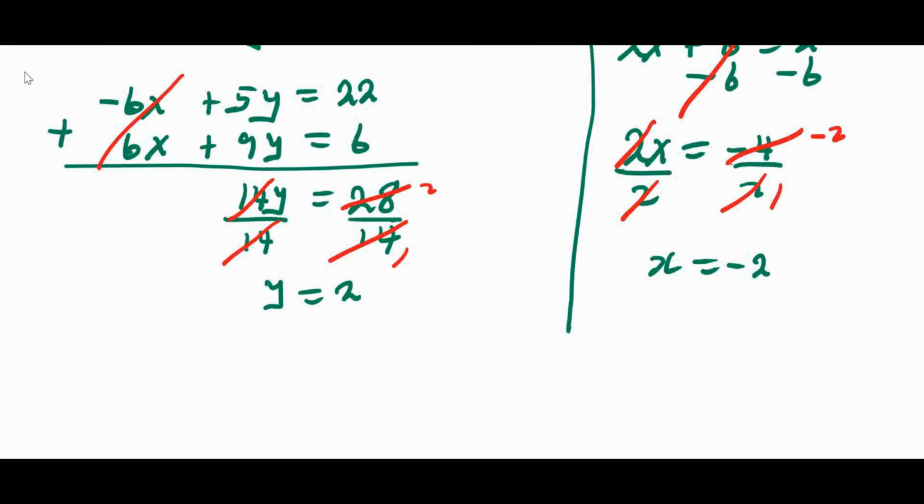So, the solution to this equation, we first write x. X is negative 2. And y is 2. So, you can simply put it in parentheses like this. And this is the answer to this question. And I hope it makes some sense. All right. Let's go on to the next question.